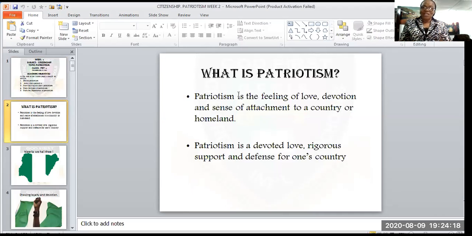Yes? Patriotism is a devoted love. It is in that love, a devoted love, rigorous support and defense of our dear nation, Nigeria. That is to say, when we love our country, when we have total devotion to our country, when we support our country, Nigeria, we are practicing patriotism.